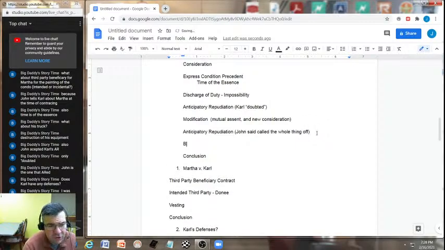Underneath the anticipatory repudiation, there was a breach of contract, substantial performance, which I would say we have a material breach. We don't want to forget about that.